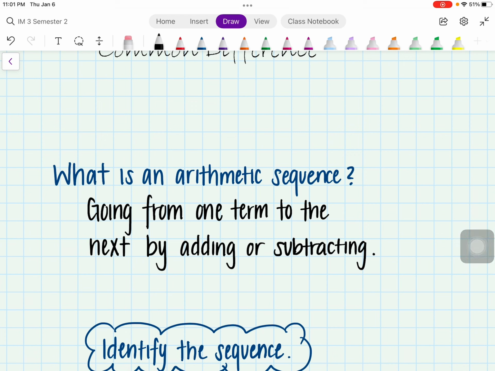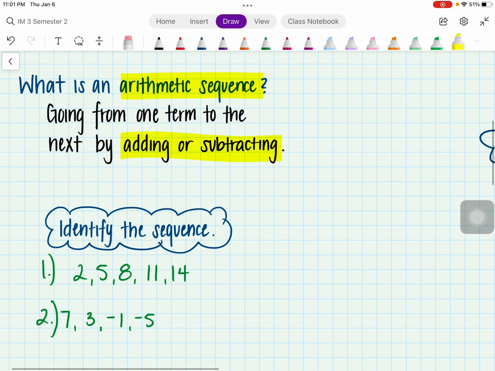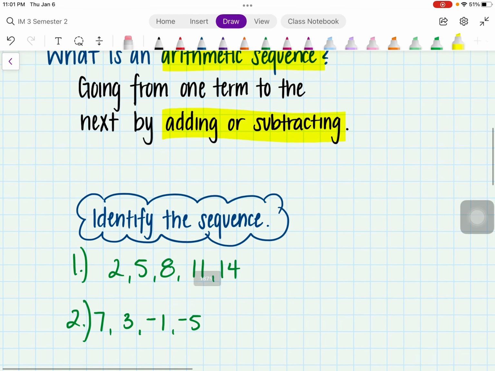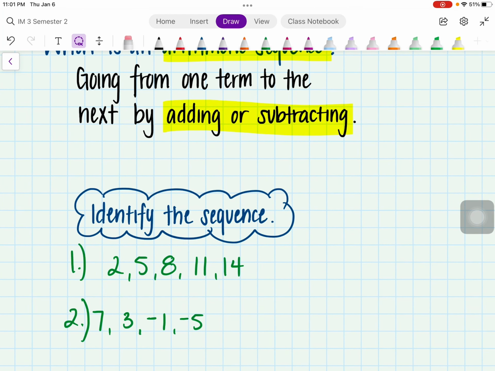So starting off in this case, what is an arithmetic sequence? An arithmetic sequence is basically going from one term to the next by adding or subtracting. So arithmetic focuses on a sequence where you're either adding or subtracting to go from one number to the next. All right. And here are just a few examples.